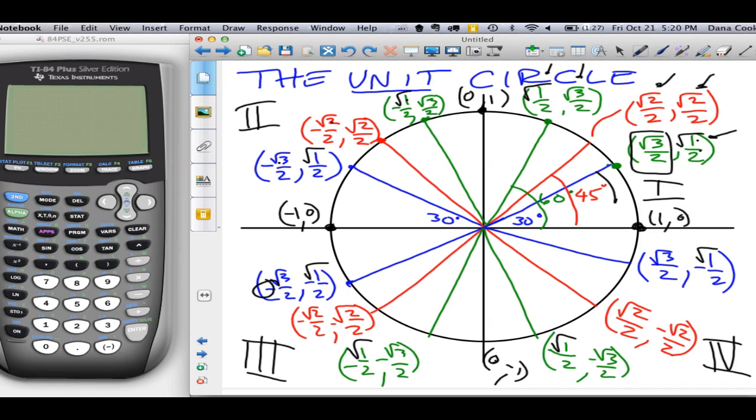And that's the unit circle. That's it. Now, what is its purpose? We'll get to that in a second video. So that's it for this one.